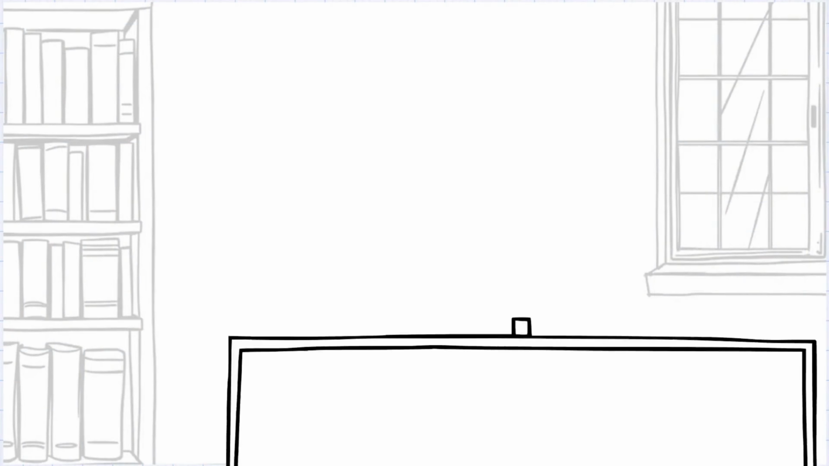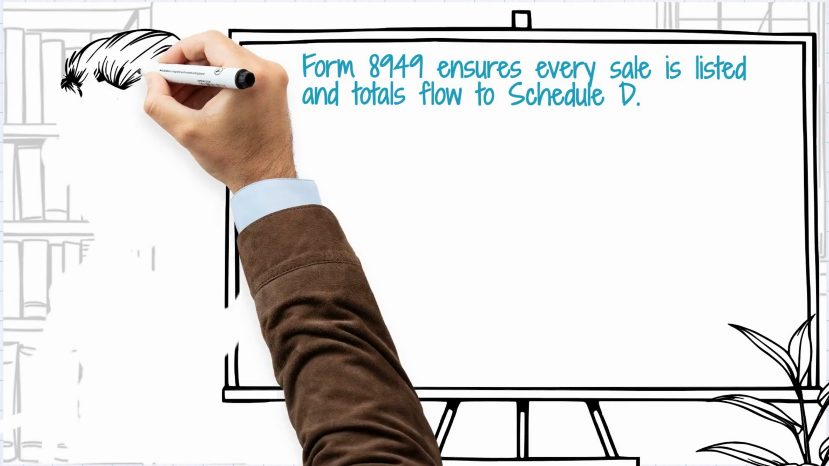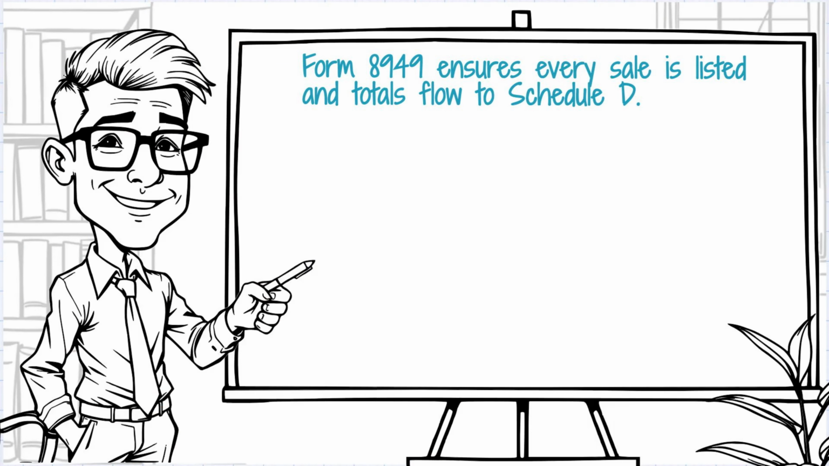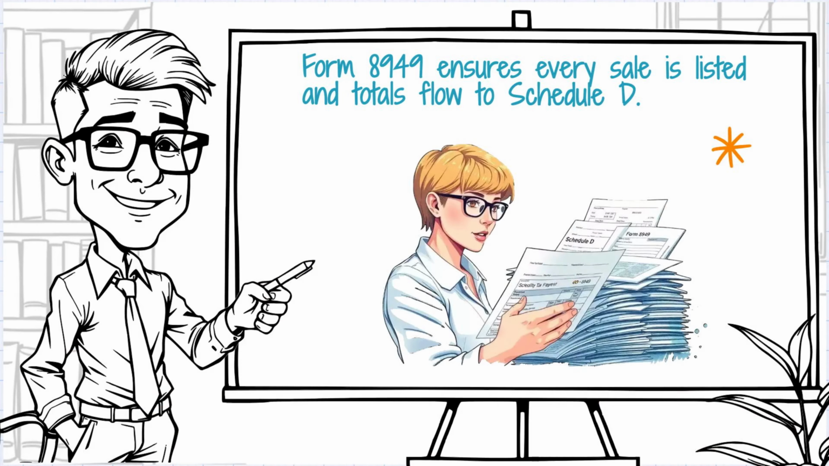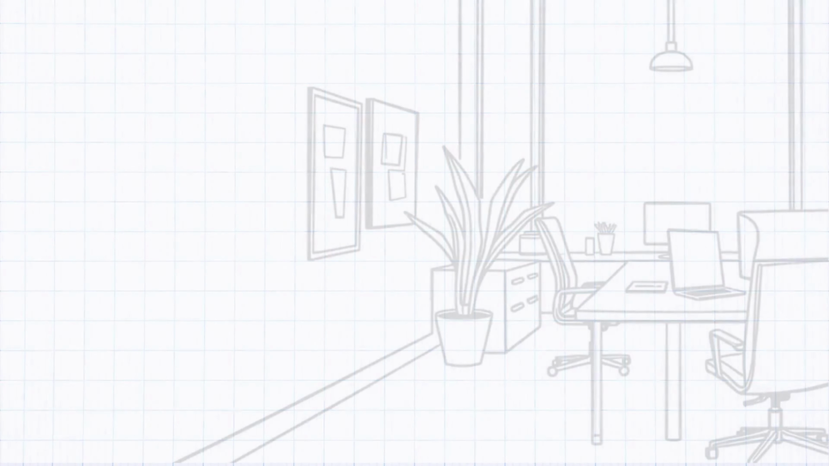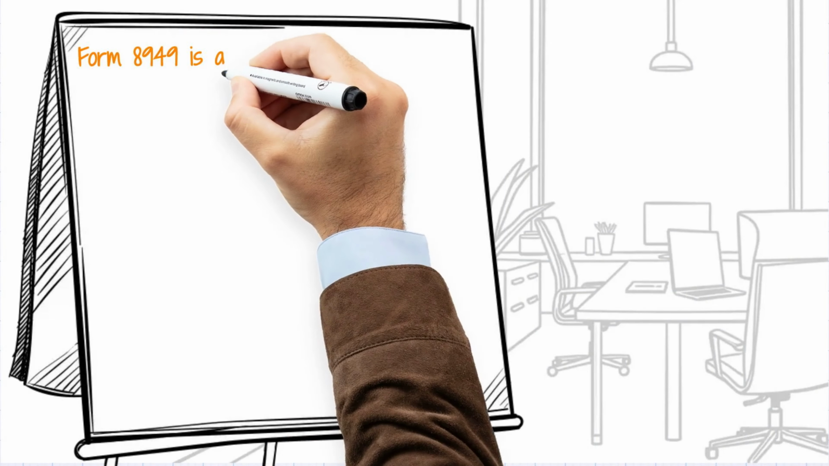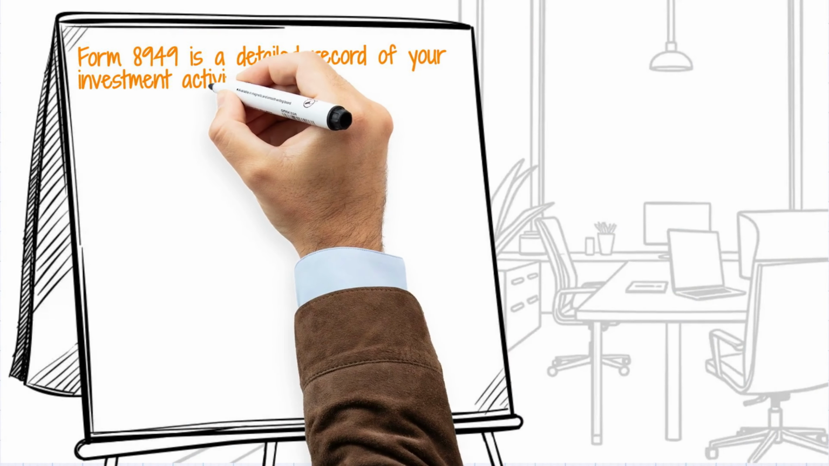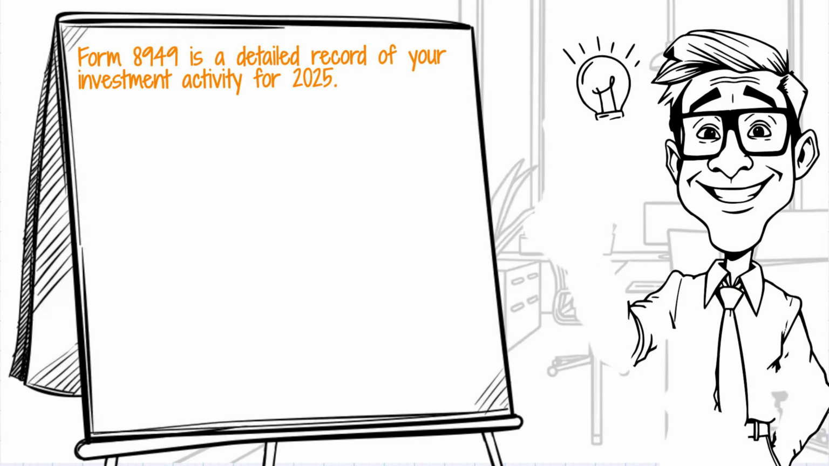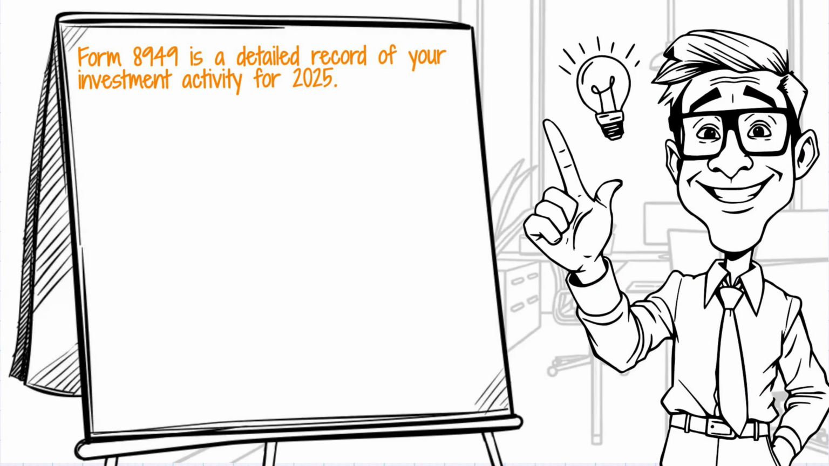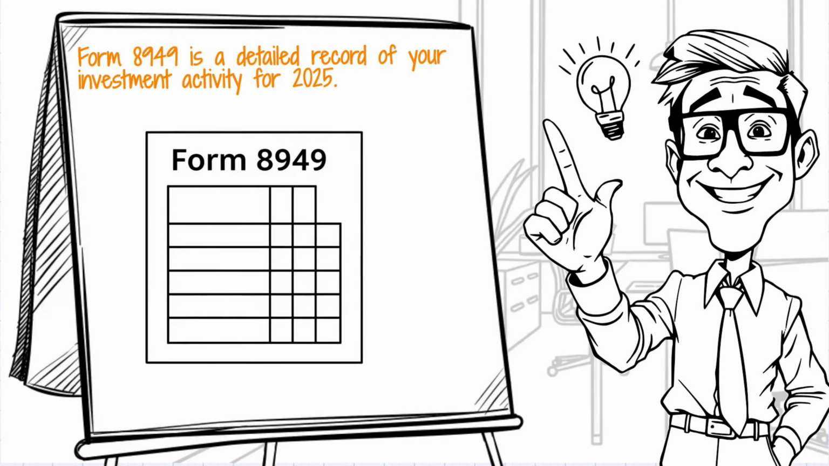By the time you finish Form 8949, every sale has been accounted for, categorized correctly, and adjusted where needed. When the totals flow to Schedule D, the hardest part is already done. In the end, Form 8949 is not just another tax form. It's the detailed record of your investment activity for the 2025 tax year. When it's done carefully, it supports your tax return, reduces the chance of IRS issues, and makes sure your gains and losses are reported exactly the way they should be.